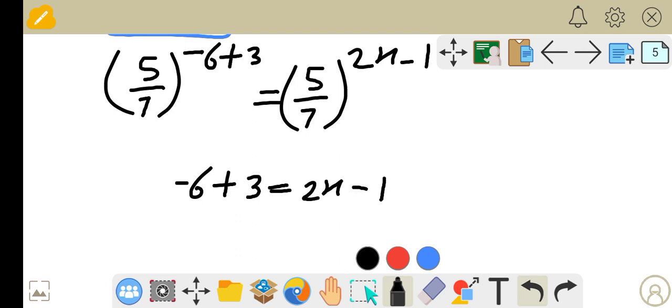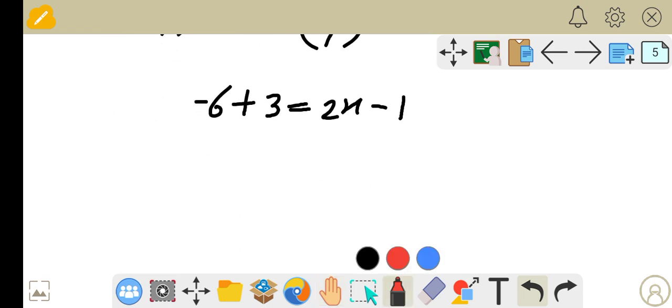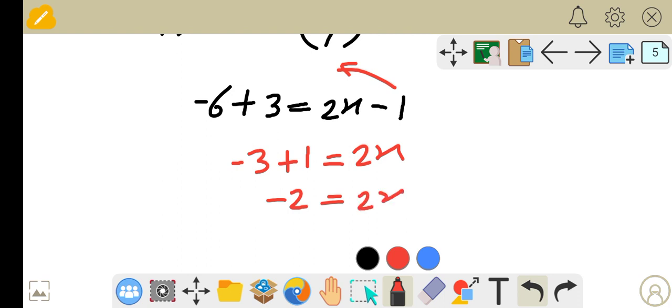Now we can solve for x. Minus 6 plus 3 is minus 3, and we transfer minus 1, so it will be plus 1 equal to 2x. So minus 2 equal 2x, and hence x equals minus 2 upon 2, which means minus 1.